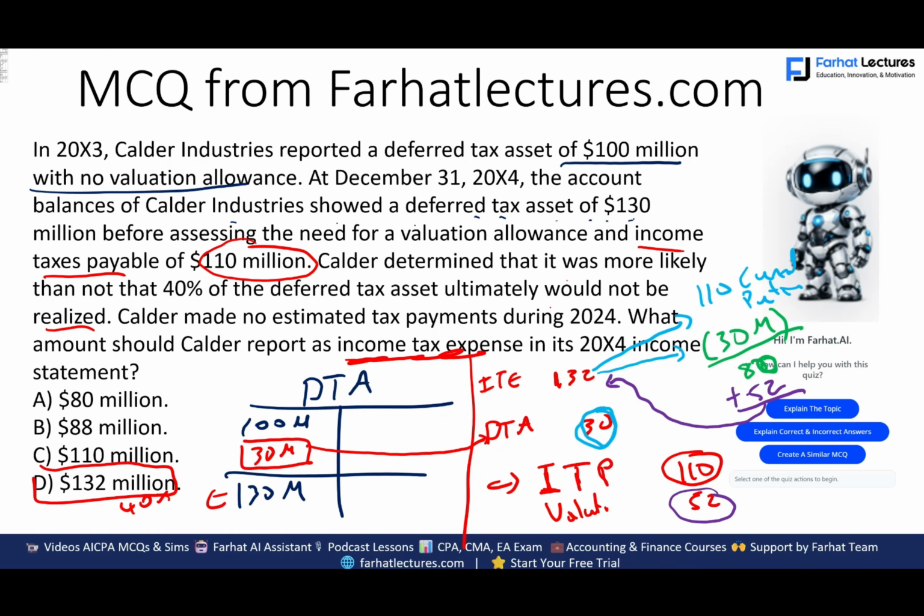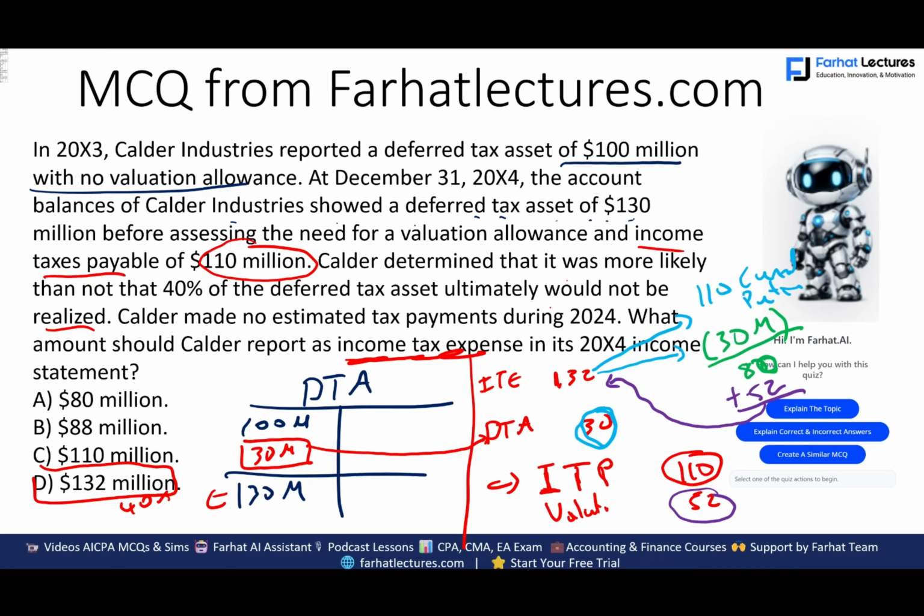So I broke the 132 into three components: a current portion, which increased your income tax expense, a deferred portion that reduced your income tax expense by 30, then the valuation allowance. Remember, when you credit the valuation, you debit income tax expense. And this is what we learned in this session, because this session was about the valuation allowance.